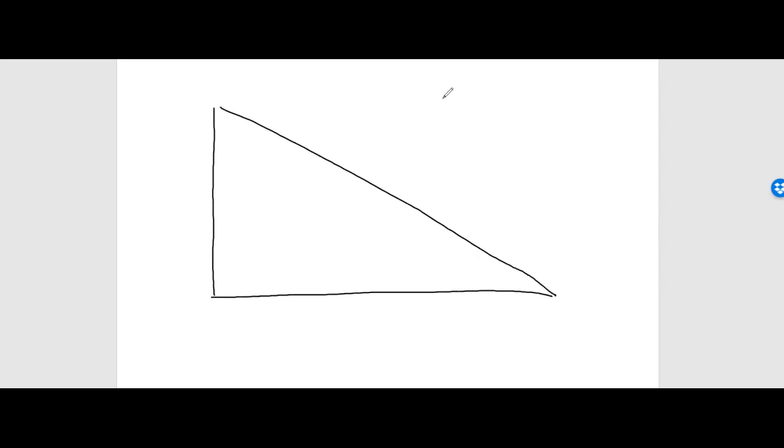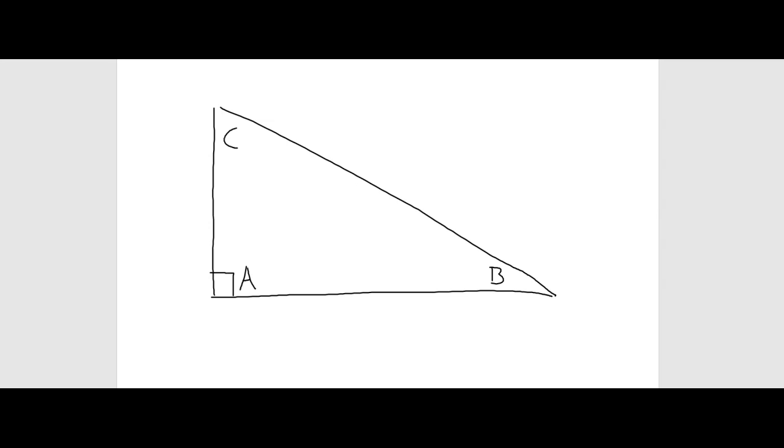Let me just draw a random triangle on here. Ooh, maybe we'll do a right triangle, because that one up there was not right, or at least it wasn't marked with any little boxes. So we'll call this angle A. We'll call this angle B. And we'll call this angle C.